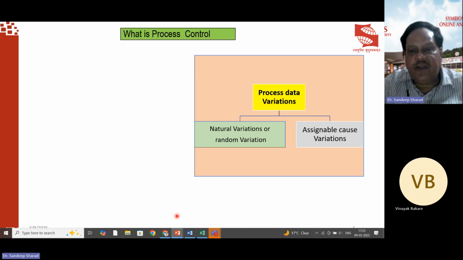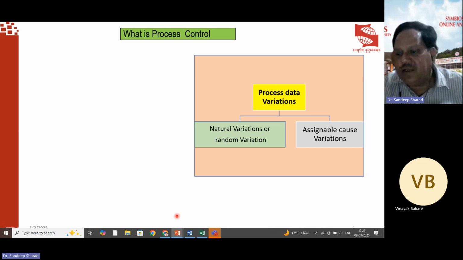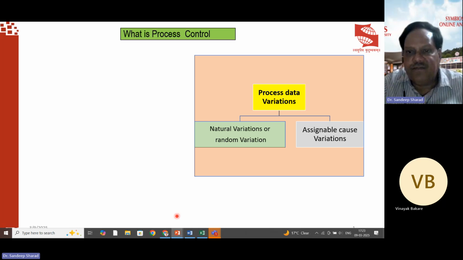Now, coming to a very important aspect as far as variability is concerned: to understand what types of variability are in the processes, and which types of variability we can control through different applications of tools, especially lean tools, lean practices, and lean methods. Process data variations can be natural variations, or random variations, and the other is assignable cause variations.